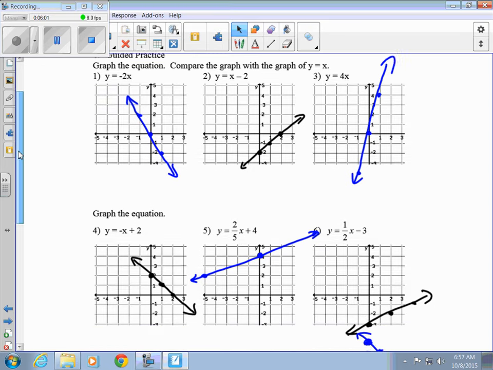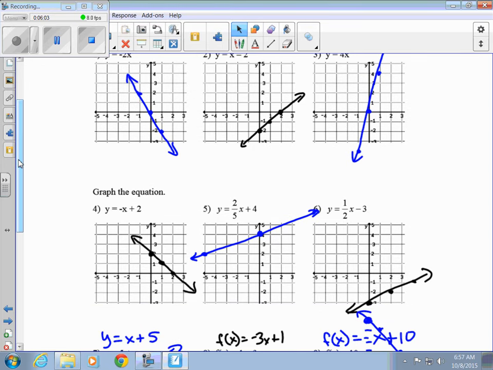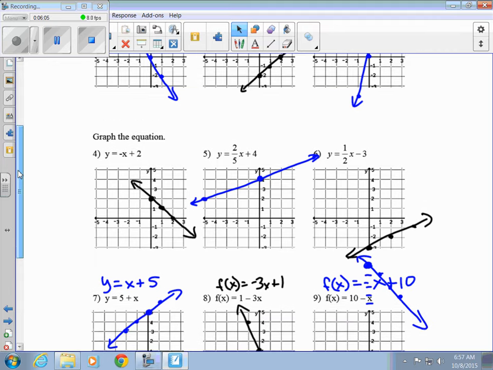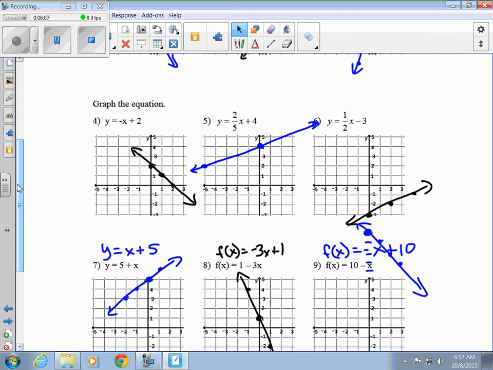And on and on. And then if we get down to a question like number 5, we'd say, okay, this one has a y-intercept of 4 instead of 0, and it has a slope of 2/5 instead of 1. So both the slope and the y-intercept are different in this case.